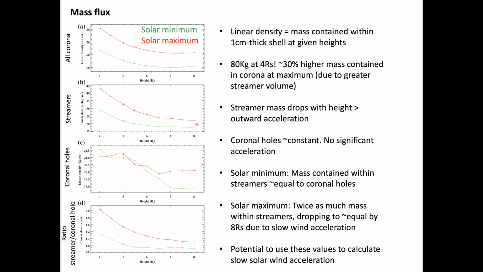These plots are concerned with mass flux. The top plot shows the total mass contained within a spherical shell of 1 centimeter thickness at various distances from the sun. At 4 solar radii, at solar maximum, the corona contains around 80 kilograms of plasma. So it weighs slightly less than I do. Quite a lot less than I do, to be honest.